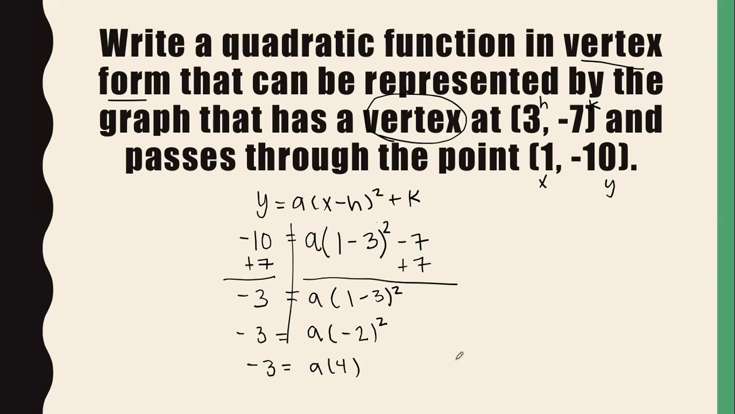And then divide. Perfect, then I'll divide both sides by 4. I'm gonna just go ahead and put this in decimal. Oh, yes, please. So -3 divided by 4 is -0.75. So A equals -0.75.